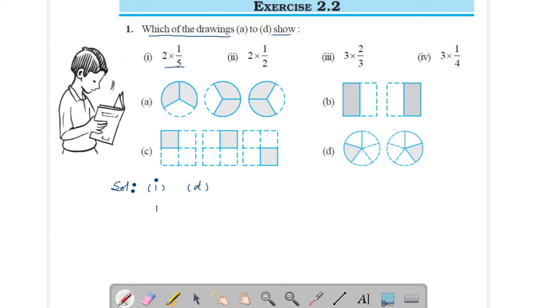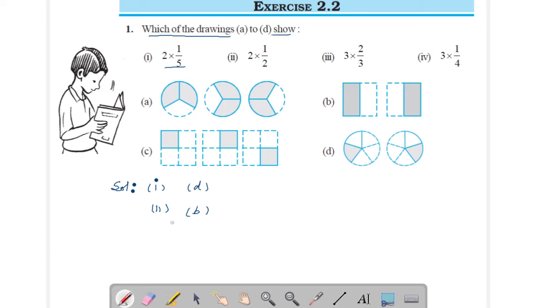Now come to second part. Second part is 2 into 1 upon 2. Your answer is B part. Here, this square is divided into two parts and one part is shaded. If you see the part, it can be written as 1 upon 2 and here also 1 upon 2. It means 1 upon 2 is multiplied by 1 upon 2, that is 2 times. This can be written as 2 into 1 upon 2.